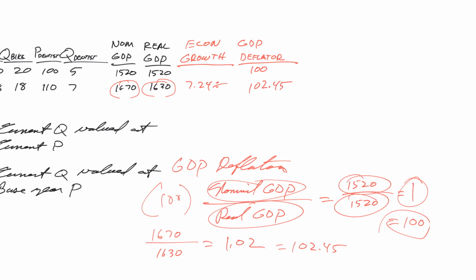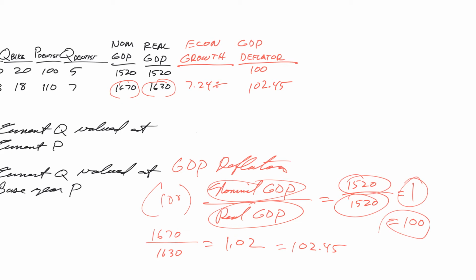102.45. What that means is that in year 2, prices are 102.45% of what they were in the base year. So prices have gone up. In the base year, they're 100%. Now they're 102%.